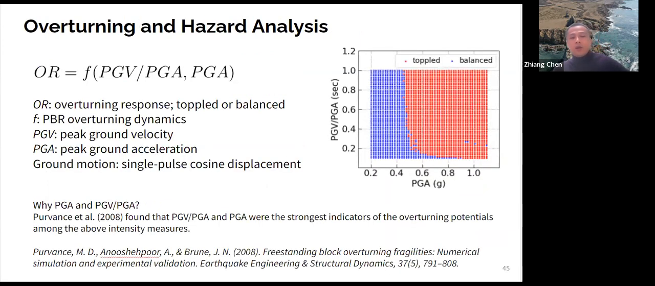For overturning studies, we can consider the dynamics as a function, and the input is ground motion. For example, we use peak ground velocity and peak ground acceleration, and we will see the overturning response of a PBR, whether a PBR is toppled or balanced. And here, the ground motion is a single pulse cosine displacement. For example, given the ground motion here, we want to see if a PBR is toppled or balanced after the ground motion.